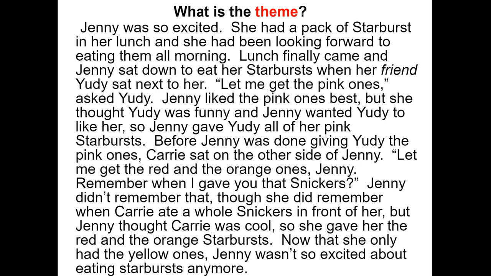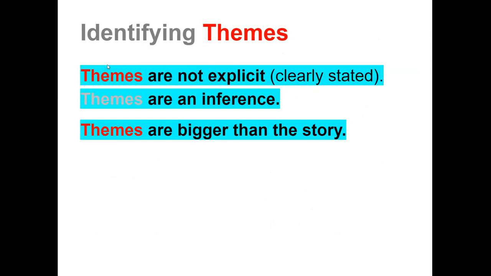But Jenny thought Carrie was cool, so she gave her the red and orange Starburst. Now that she only had the yellow ones, Jenny wasn't so excited about eating Starburst anymore. Now, I know this is a pretty silly story about a person sharing their candy, but there are actually some important things that it can teach us about how to find the theme of a story.